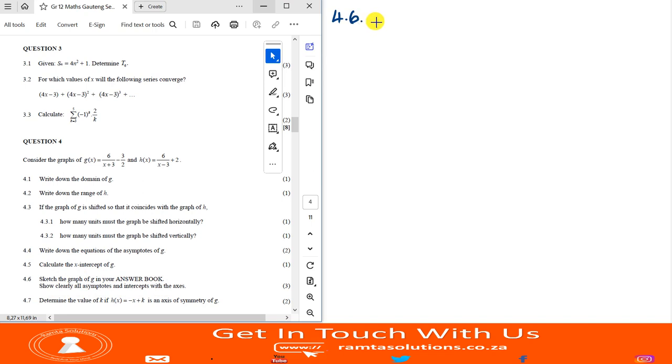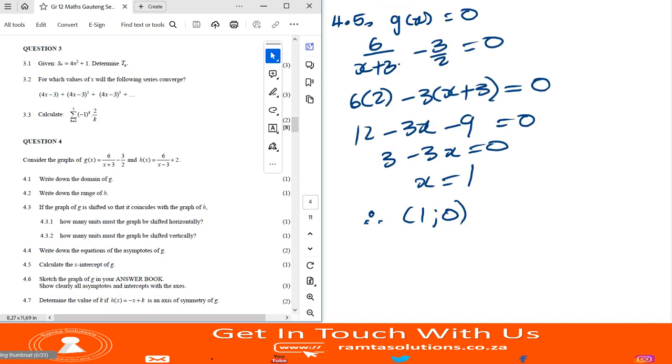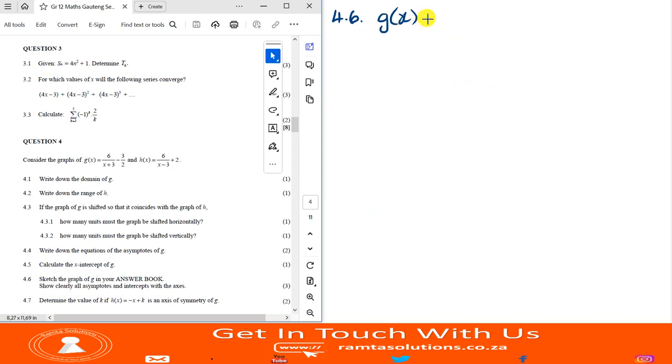4.6, the y-intercept will be G, not f. Did I use f previously? Okay, I used G. So G of x equals 0. What does it mean? Oh no, what am I saying? G of 0, where there's x we put 0. My mistake, G of 0.